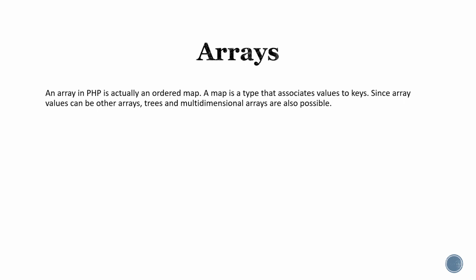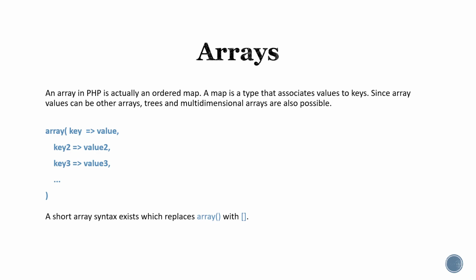Now, since array values can be other arrays, trees and multi-dimensional arrays are also possible. Here we see an example of an array with key value pairs. Also, a short array syntax exists, which replaces array with open and closed square brackets.